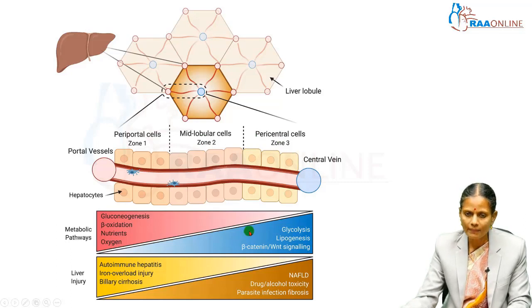There are certain functions of the liver. Metabolic pathways like gluconeogenesis, beta oxidation of fatty acids, nutrient digestion and oxygenation are more common in the periportal zone. Whereas glycolysis, lipogenesis, beta-catenin and WNT signaling pathways are all more common near the central zone. Injury: autoimmune hepatitis, iron overload, that is hemochromatosis, cirrhosis and biliary cirrhosis are common in the periportal region. Whereas non-alcoholic fatty liver disease, drug and alcohol toxicity, infection and fibrosis are more common in the central zone.